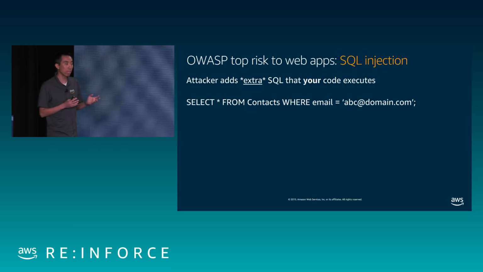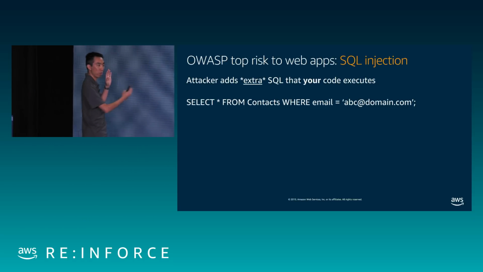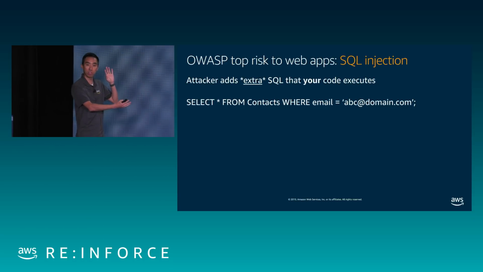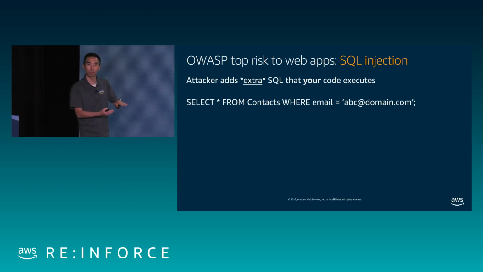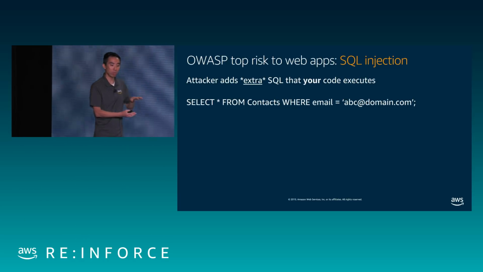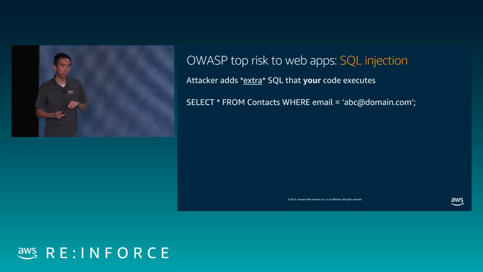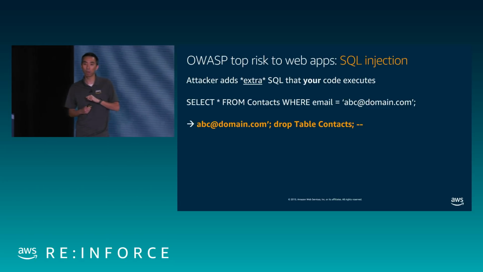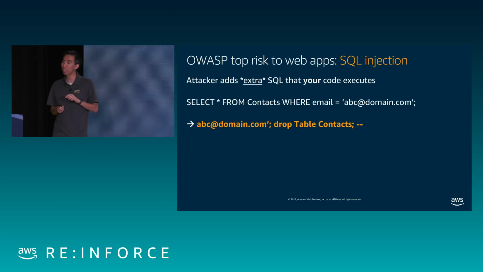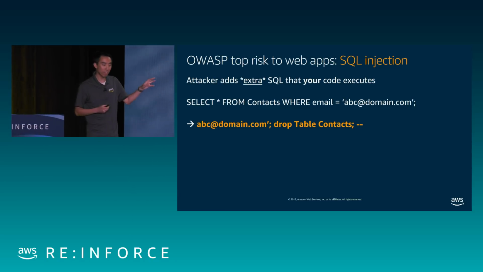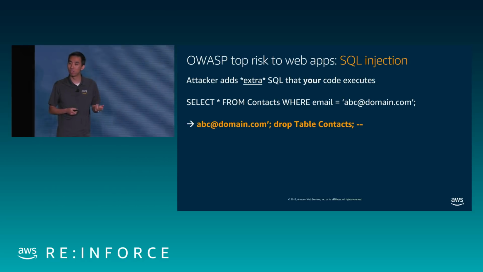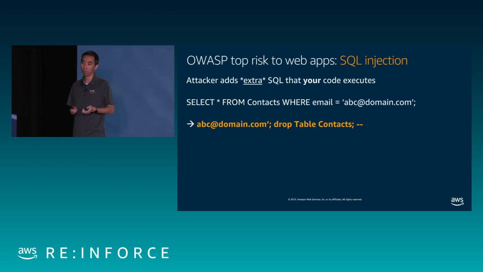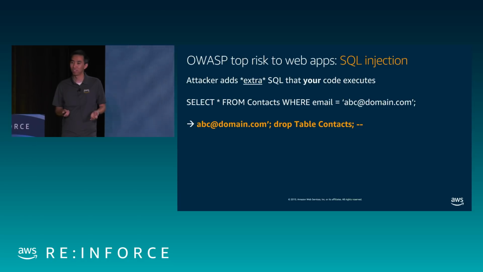abc@domain.com. Typically, my server-side code will construct the SQL query and accept that email address as the parameter, right? Does that make sense? So once this happens, an attacker could be smart, and instead of passing in a valid email, they could pass in something like this: abc@domain.com, tick mark, semicolon, drop table contacts, dash dash.